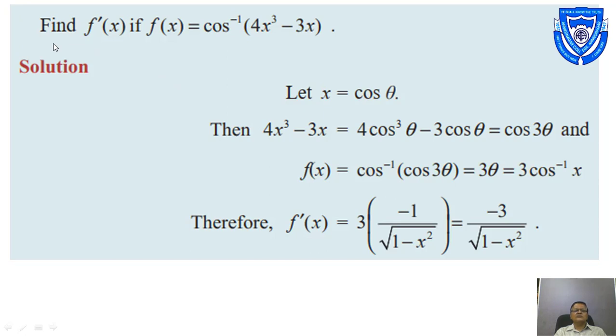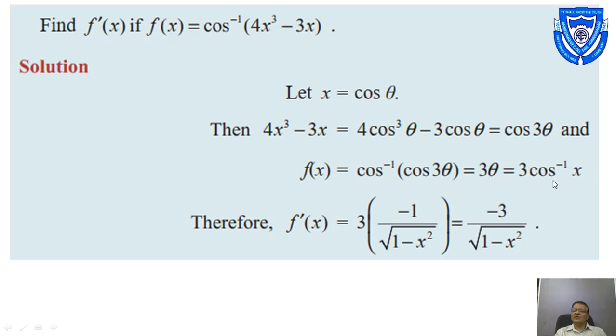This is another sum. Find f dash x if f of x is equal to cos inverse of 4x cube minus 3x. If we put x is equal to cos theta, this inner expression 4x cube minus 3x gets simplified, and its simplification is cos 3 theta. So our problem becomes f of x is equal to cos inverse of cos of 3 theta, which I can write as simply 3 theta, where theta is equal to cos inverse x.